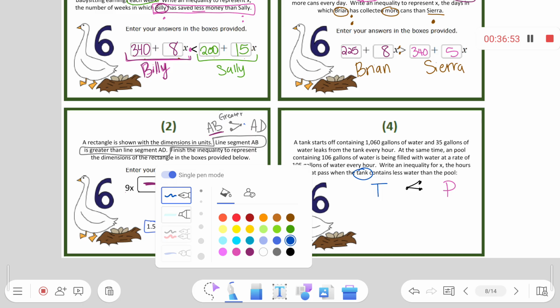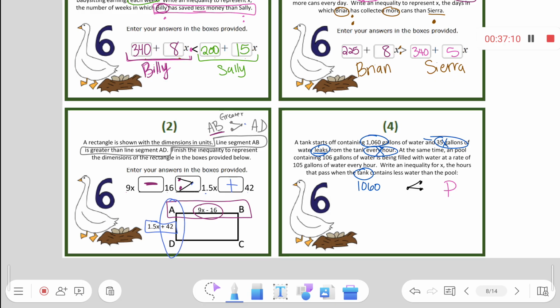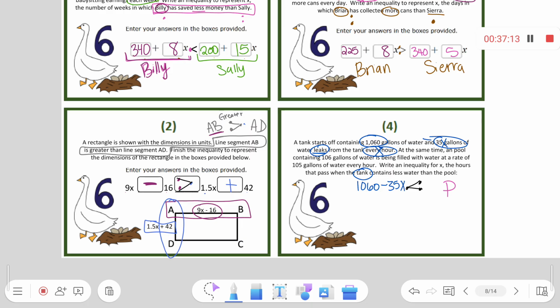Now I'm just going to replace T with all of the tank's numbers. Well, the tank has 1060. And 35 gallons leak every hour. Every hour is your keyword for multiplying. So this is 35x. And because it's leaking, it's minus. And then the other side is the pool. So I'm going to erase P and put all the numbers I know for the pool. It has 106 already. And it's being filled, so adding 105 every hour. And that is the inequality.